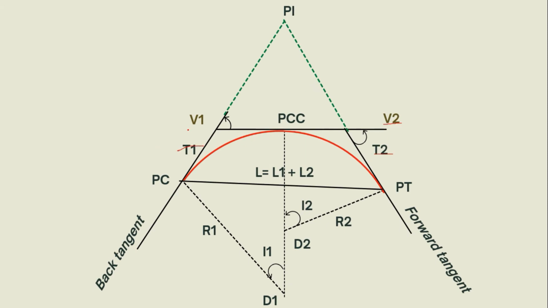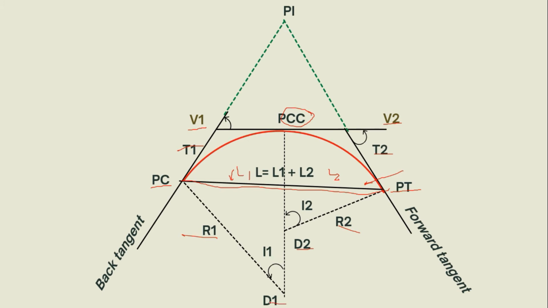This is the point of curvature and this is the point of tangency. The line that connects the PC and PT is the length of the curve. So this is L1 and L2. The length of the long chord, so L1, L2. And this is the PCC, which stands for point of the compound curve. And here, we have radius 1, radius 2. This is the degree of the curve 1, degree of the curve 2.